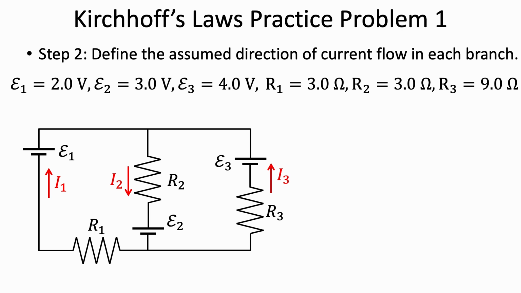In this type of problem, we need to use Kirchhoff's junction rule once and the loop rule twice to obtain 3 equations so that we can determine the 3 unknown currents.